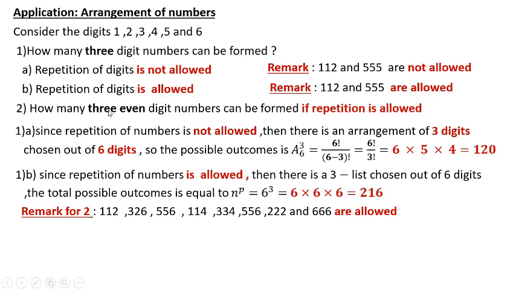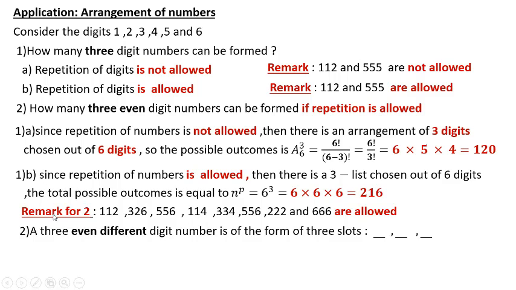Part 2. How many 3-digit even numbers can be formed if repetition is allowed? I will discuss some examples. 112 in this case is a possible outcome. 326, 556, and so on, 666. The units digit, as you notice on all these numbers, is even. The units digit of this number is 2, for this number 6, and so on, and repetition of numbers is allowed.